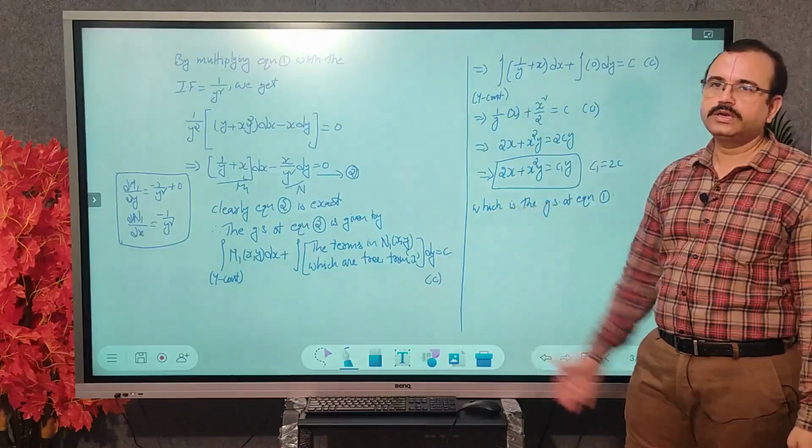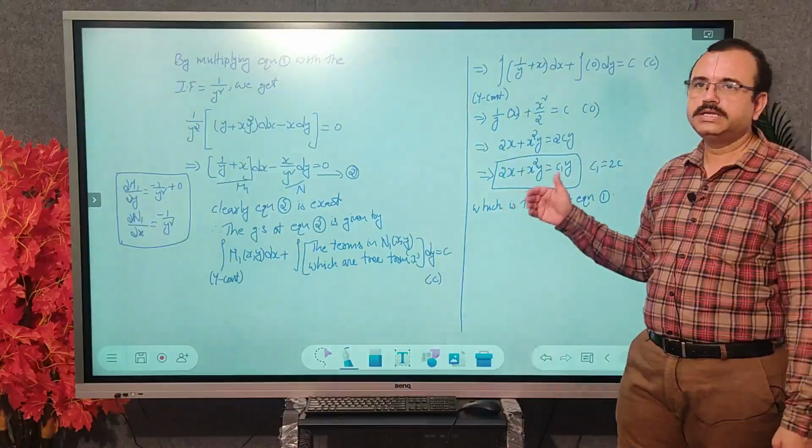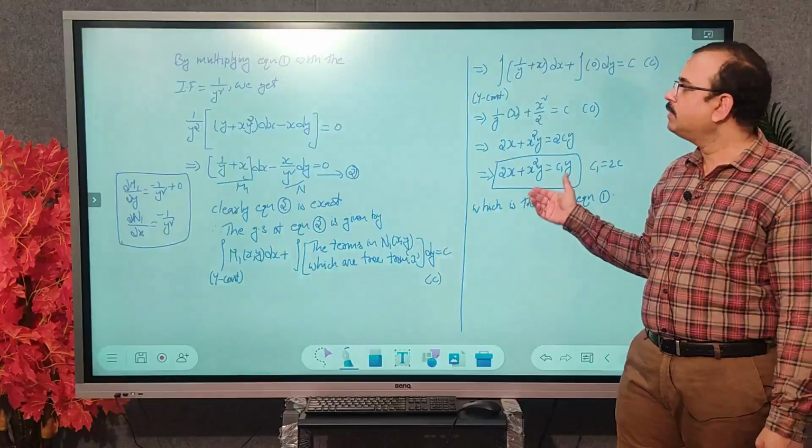So this is how we can convert a non-exact dE into an exact dE by using this case.